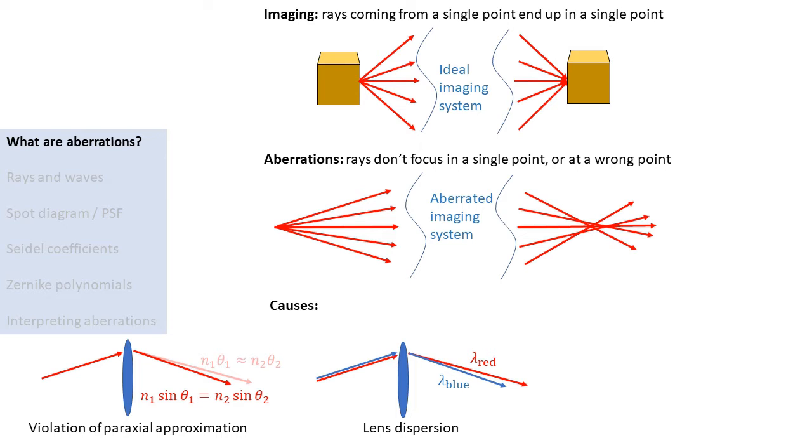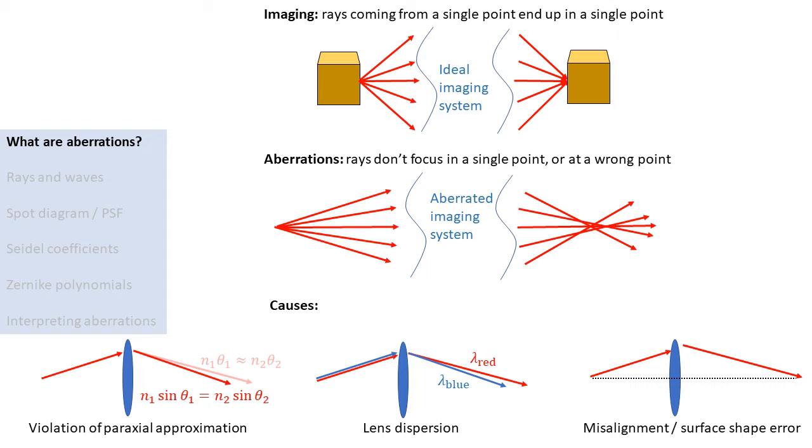Another possible cause of aberration is that there may be errors in the fabrication of the lens. For practical reasons, the lens that is manufactured will not be 100% identical to its ideal design. Lens elements may be misaligned with respect to each other, or the shape of the lens elements may slightly deviate from the original design.